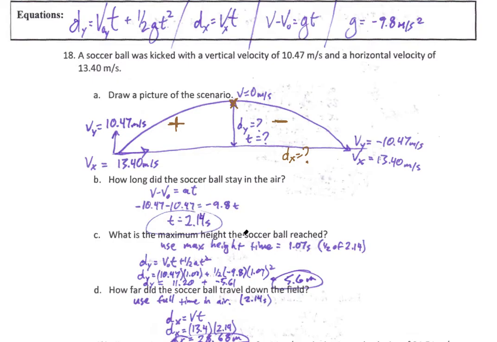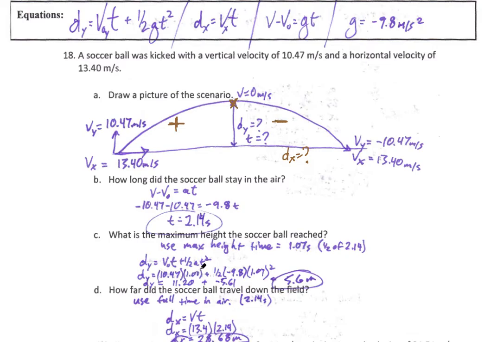All right, what's the maximum height the soccer ball reached? Normally we call it height, but in this unit we call it distance in the y direction. If we want to figure out our maximum height, we need to use dy equals v naught t plus 1/2 at squared. Our distance in the y direction is associated with an initial velocity of 10.4 meters per second, so that's where I have that. Now the time is 1.07.